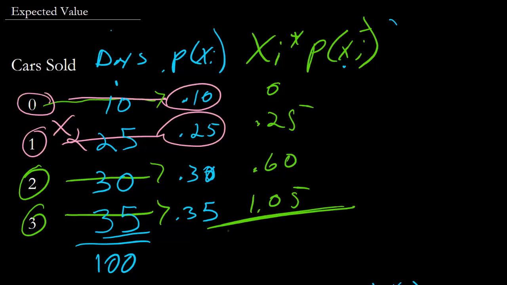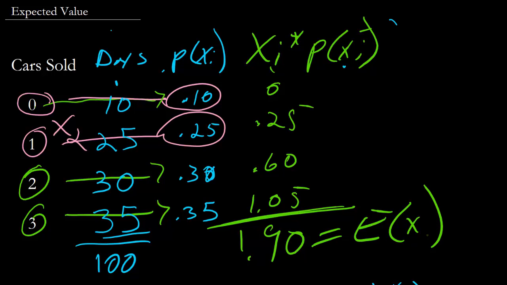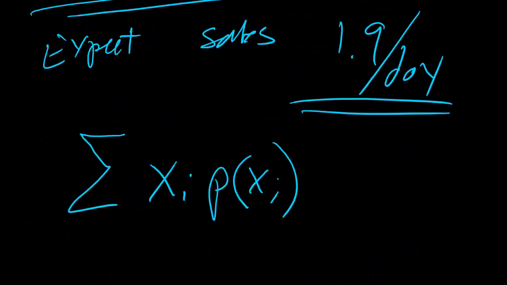And then I can just do the summation. I can do it up and down. It might even be easier if you do it this way. 1 plus 2 is 3, plus 6 is 9, and then the 1.90. And this is my expected value. And so that's basically it.